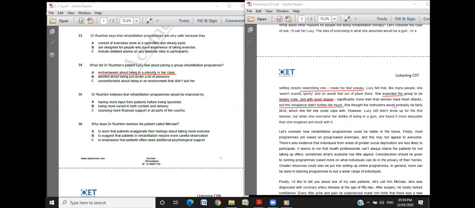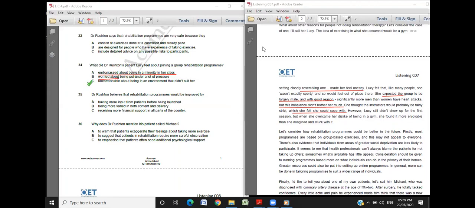Then she thought instructors would probably be fairly strict, which she felt she could cope with. So she was also not worried about the stress. She thought that the instructors would be strict, but she wasn't put off because of that reason. She felt she could cope with it, right? So this worried about is also ruled out. C is the correct answer here.